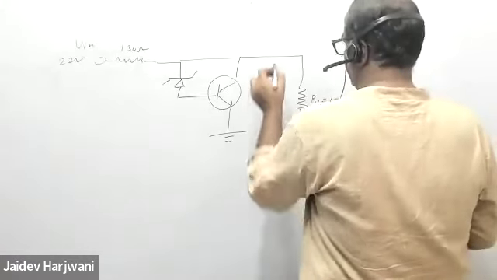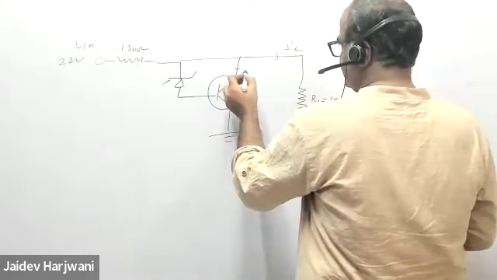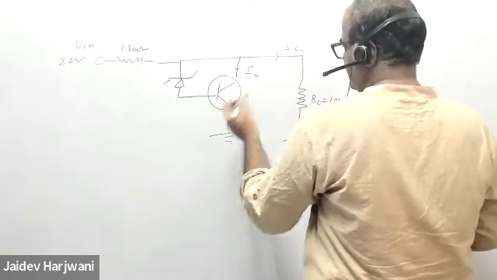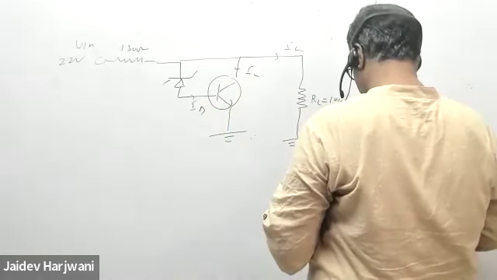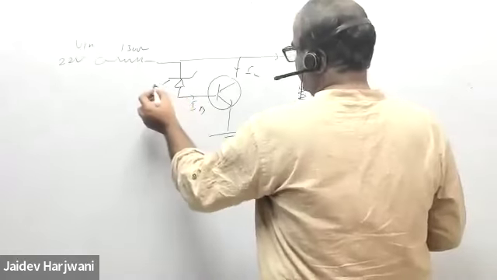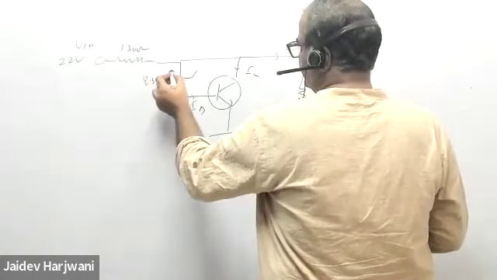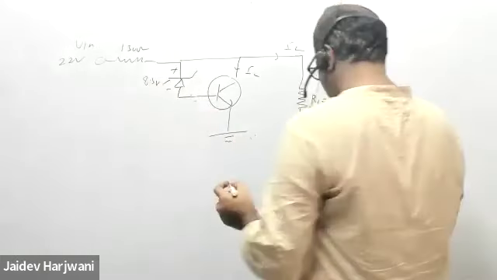Okay. The load current is coming here. This is the ammeter current, so obviously this is your IC, and this is your IB. Okay. And VB, and this is your 8.3 volt. This is your 8.3 volt. Okay, 8.3 volt is required.